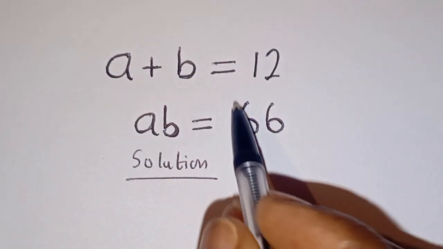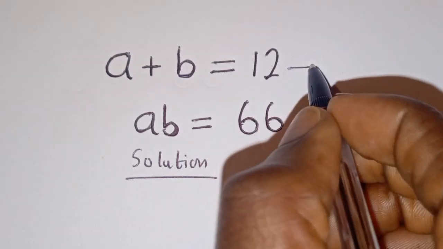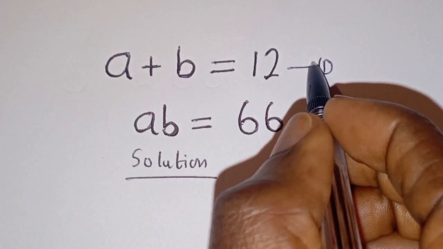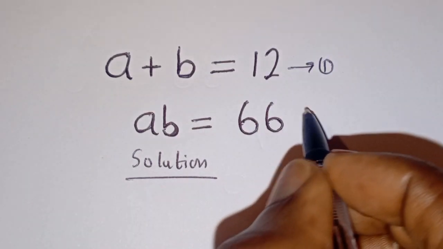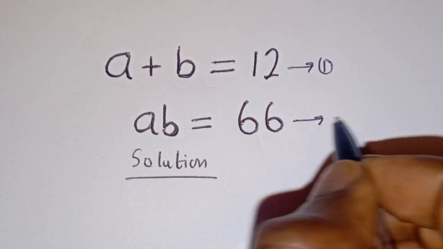Then a plus b is equal to 12. Let's call this equation 1. ab is equal to 66. Let's call this equation 2.